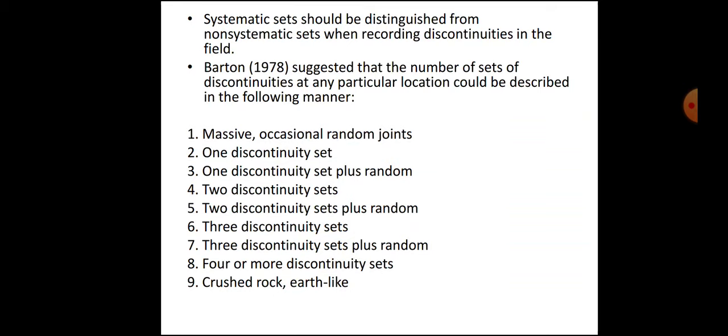Systematic sets will be distinguished from non-systematic sets when regarding discontinuities in the field. Barton 1978 suggests that the number of sets of discontinuities at any particular location could be described in the following manner: massive, occasional random joints, one discontinuity set, one discontinuity set plus random, two sets, two discontinuity sets plus random, three discontinuity sets, three discontinuity sets plus random, four or more discontinuity sets, crushed rock or like.